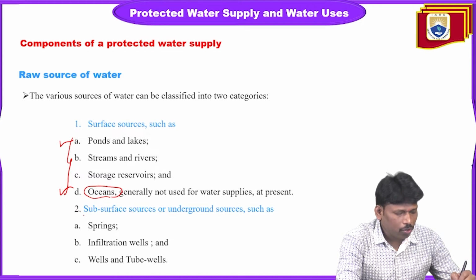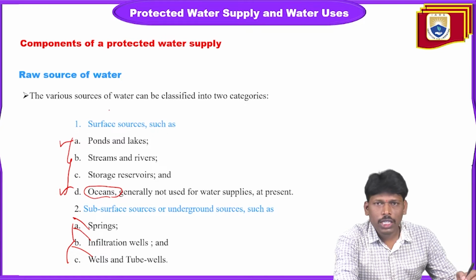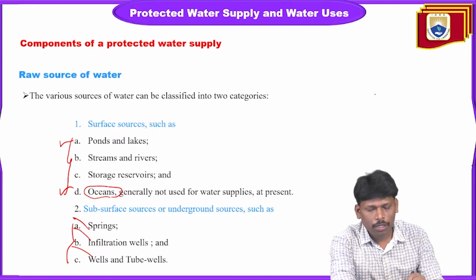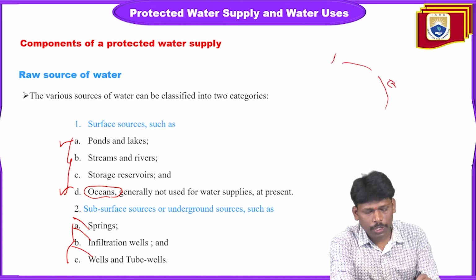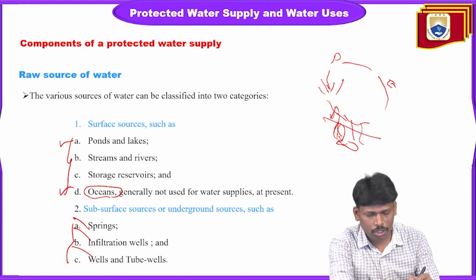Then these three come under the subsurface sources of water. The subsurface sources may be springs, infiltration, and tube wells. As we discussed in yesterday's lecture, the complete process goes from evaporation to precipitation, then runoff, and then after percolation the water settles somewhere. There are aquifers, aquicludes, and aquitards, which we will discuss in detail in coming lectures.